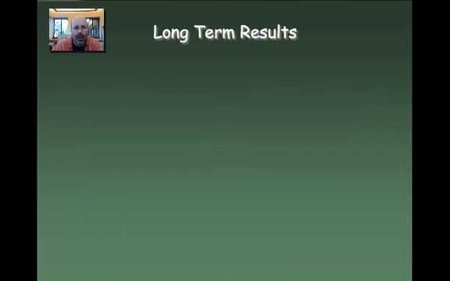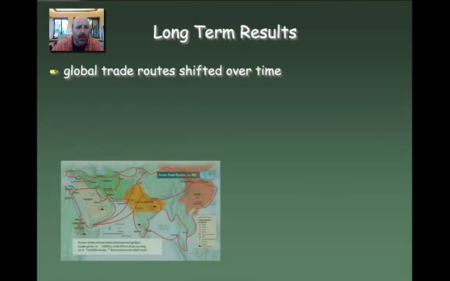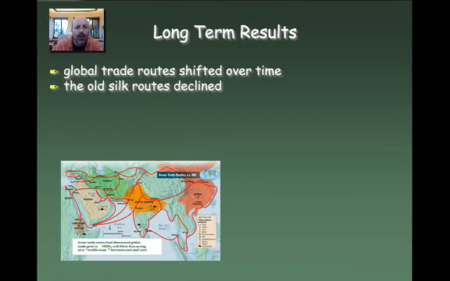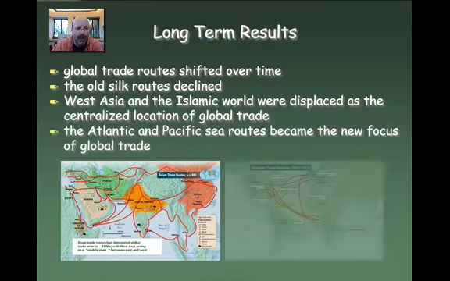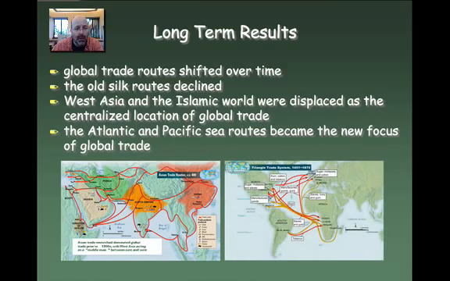All right, so what are the long-term results? Global trade routes shifted over time. We know that they started in Asia, in the Old World. We also know that the old Silk routes declined, that the Silk Road began to decline and people weren't trading in West Asia as they once were. West Asia and the Islamic world were displaced as the centralized location of global trade. Then the Atlantic and the Pacific sea routes became the new focus of global trade.